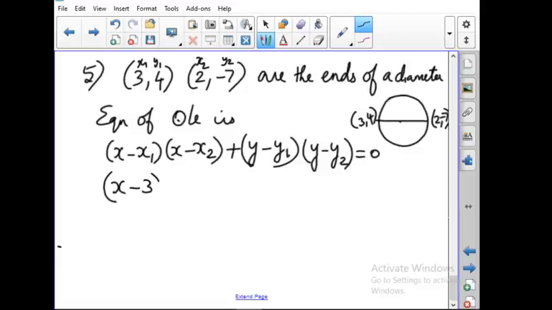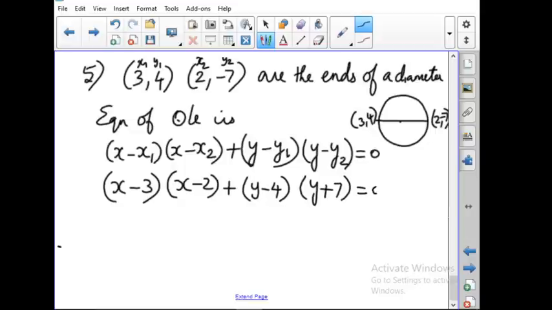So how can you substitute here? (x - x1), that is 3, (x - x2), that is 2, plus (y - y1) is 4, into (y - (-7)), so it will become y + 7, equal to 0. Now multiply this: x square minus 3x minus 2x, it will become minus 5x plus 6, plus y square minus 4y plus 7y, that will become 3y minus 28 equal to 0.